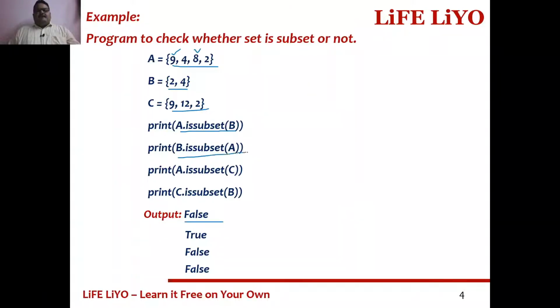Now, B is subset of A? 2, 4. All the elements are available in A, so it gives true. A is subset of C? 9, 9. 2, 2. But 4 and 8 are missing in C, so it is also false. C is subset of B? 9, 2, fine. 12 is not available, that's why it is also false.